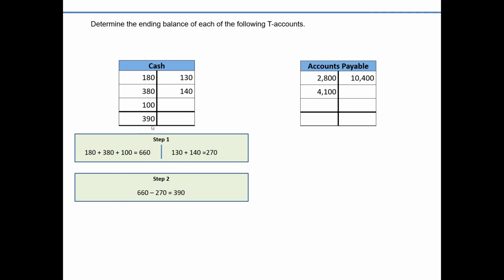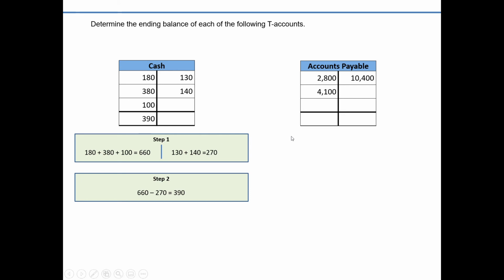Again, go back to those rules of normal balances. Cash is an asset. Its normal balance is on its left-hand side or debit side, meaning you'd expect an ending balance for cash to be on the debit side or left-hand side. And ultimately, we're saying here we have $390 of cash available to spend in the future.